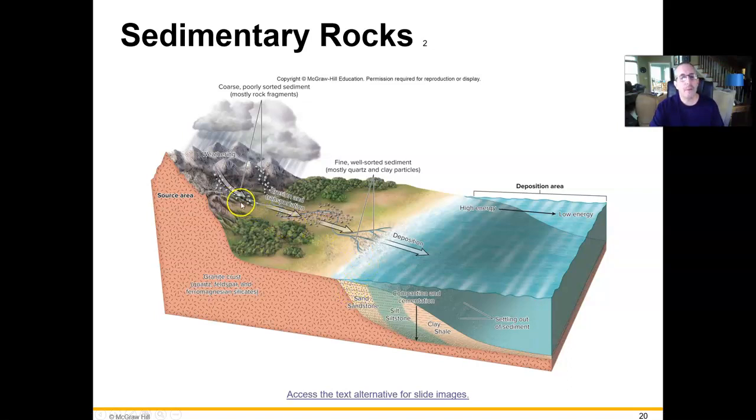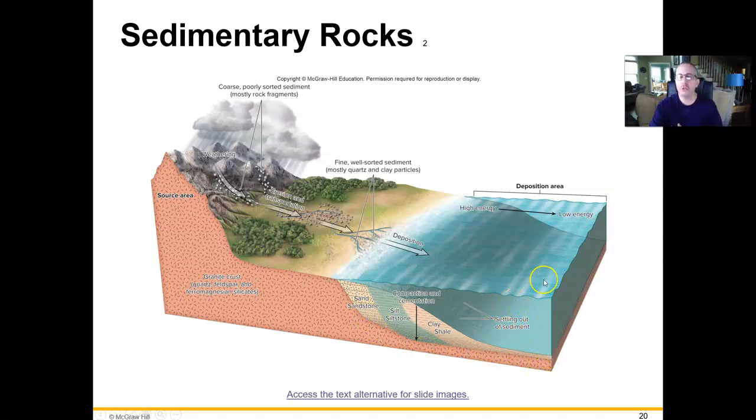So up here you're going to have big rocks. As you go down, the sand might make it to here and it's going to fall out. The silt might carry on out here a little bit further and then fall out. So that's why these accumulate in different places at different rates, because of the capacity of water to move these. So out here in this area is where you're going to start to get your limestone.